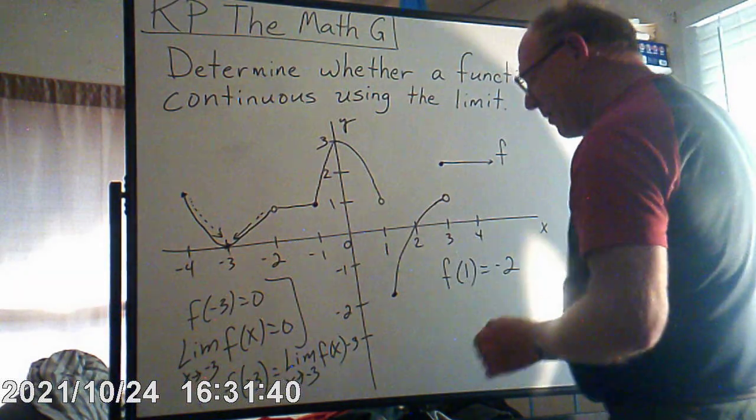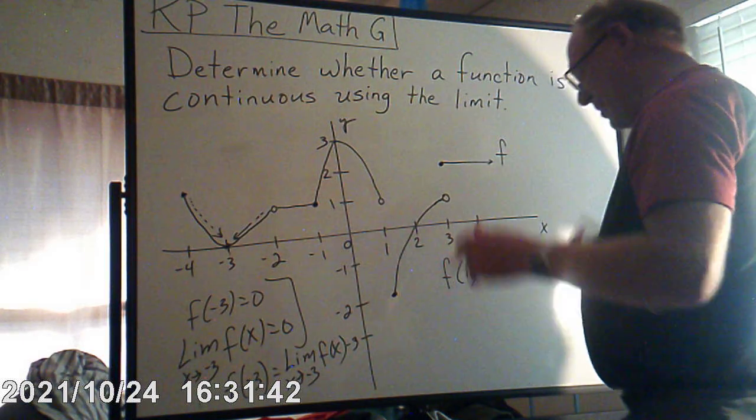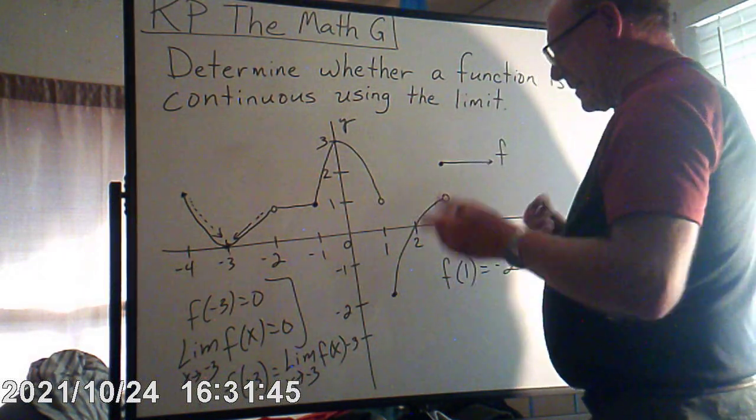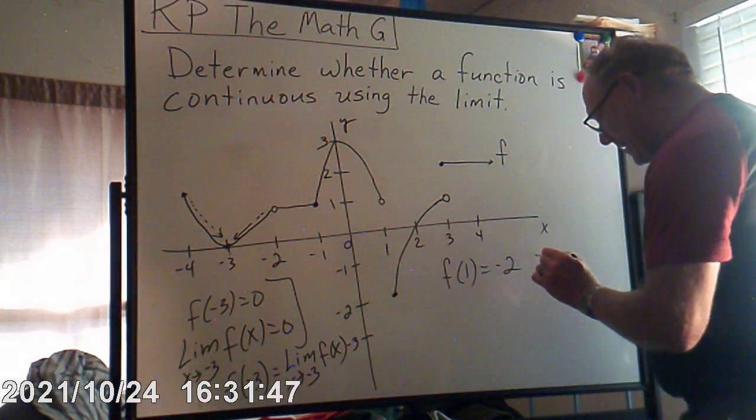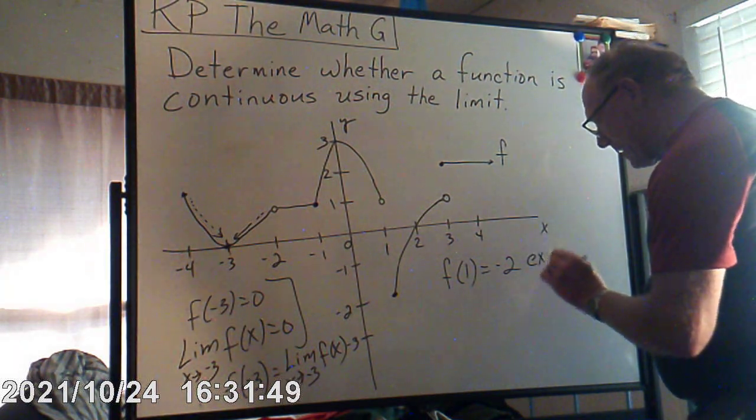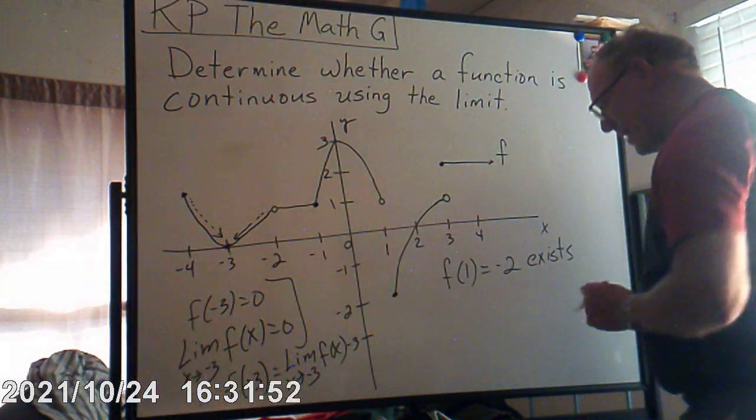That's where the solid part is. Alright, so f at 1 does exist. It is -2, so it does exist.